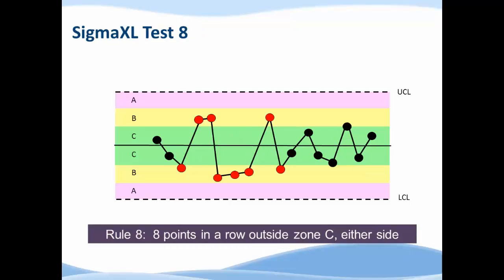Test 8 is the opposite. 8 points in a row outside of Zone C. We would expect 7 out of 10 data points in Zone C. If you go for 8 in a row and nothing is landing in Zone C, something special is causing that, and we need to figure out what that is. It might be rounding errors as you measure things. Some people are rounding up, others are rounding down, and that's what's keeping it from being in that range.